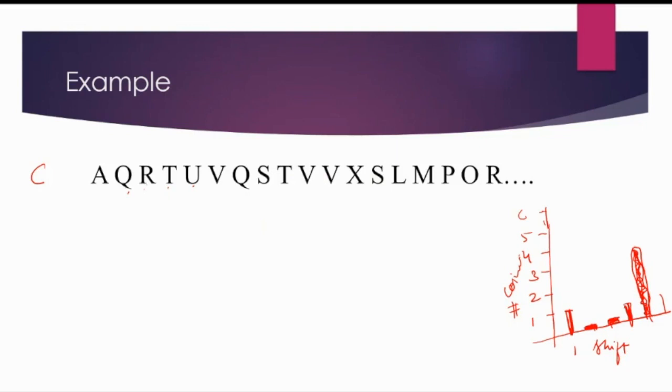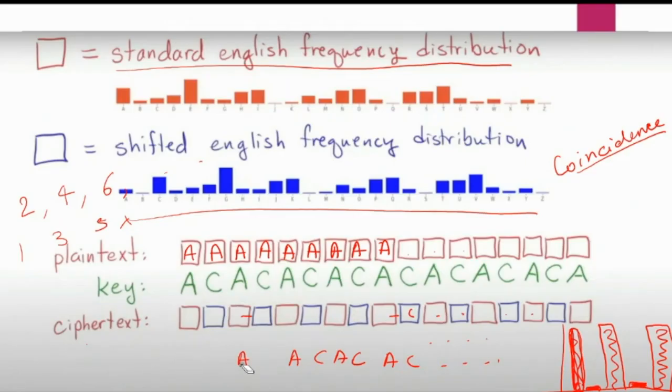Right now we don't know what is the key, we don't know what is the plain text, but just by calculating the coincidences in the ciphertext, we can guess a possible period of the key. You will observe that the period of this is 5. So at least we know that whatever is the key, it is of length 5.